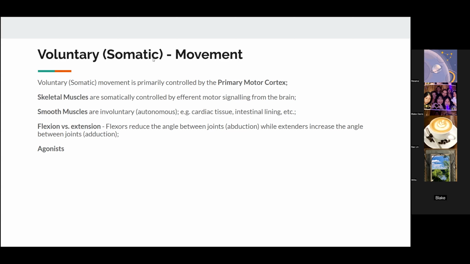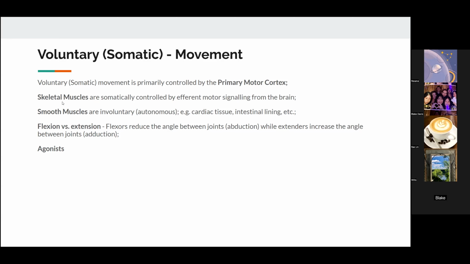So voluntary somatic movement, and voluntary and somatic mean the same thing. Somatic is the technical term for being able to be consciously controlled, and it is actually not as complex as you'd think if you're not doing complex things, but essentially there are a few different things you need to remember. Voluntary or somatic movement is primarily controlled by the primary motor cortex, otherwise known as the PMC.